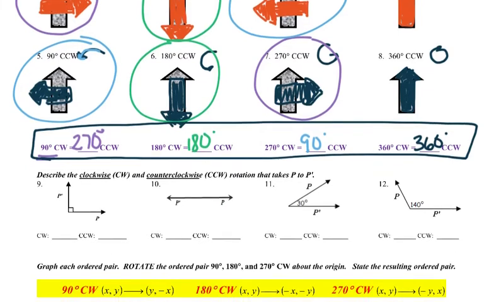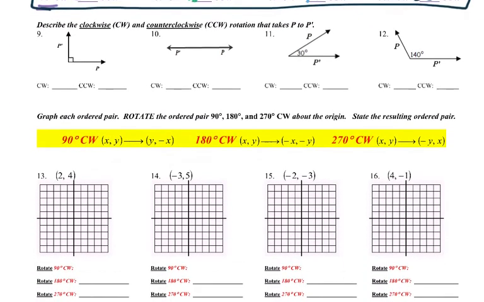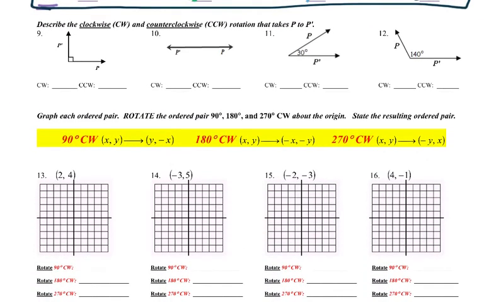Now we get to these questions, which are a little bit tricky for people. Describe the clockwise and counterclockwise rotations that take P to P prime. This is the tricky part, P to P prime. So I'm going to make a little note. Always start at P. Start at plane P. So where's plane P? I'm just going to circle it in each problem. There's the plane P. That's where I'm going to start from.